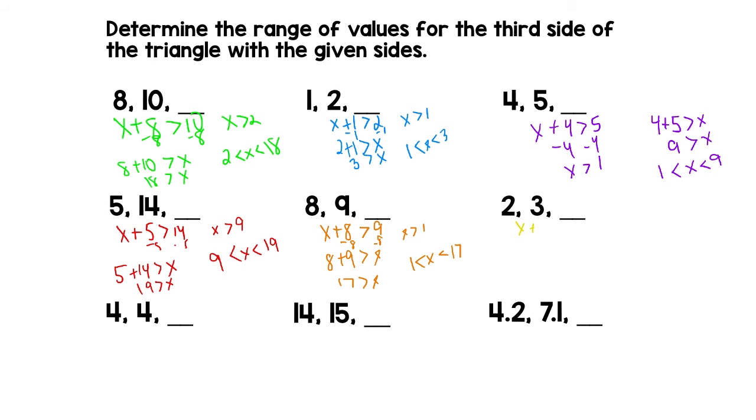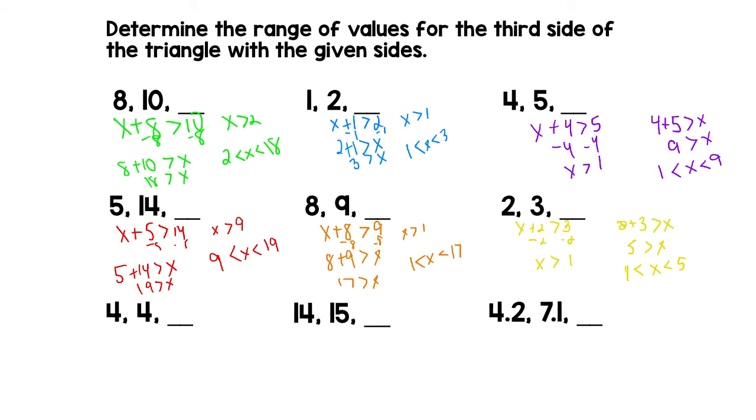x plus the little number is greater than 3, and 2 plus 3 is greater than x. We solve here, x is greater than 1, and add, 5 is greater than x. So we get 1 less than x less than 5. Just a few more.